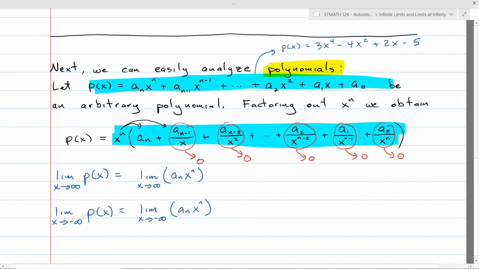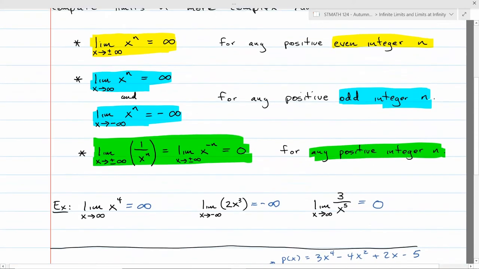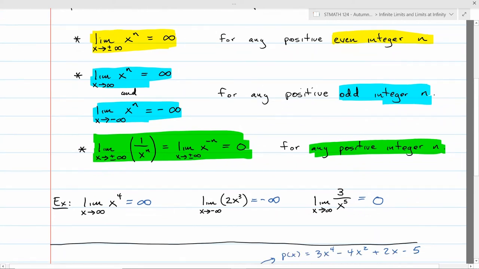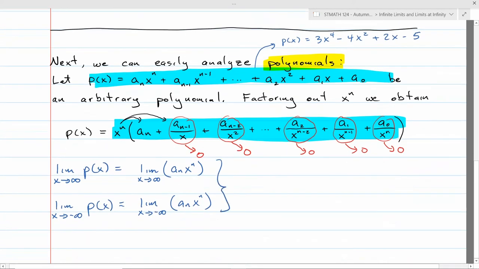And then we know how to analyze powers of x as x goes to plus or minus infinity. That was the content of what's in yellow and what's in blue there. It just depends on whether your exponent n is even or odd, and then it'll also depend on the sign of your a sub n. And so you're either going to get plus or minus infinity depending on n being even or odd, and the sign of a sub n.